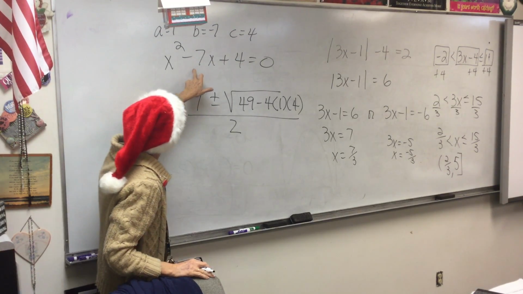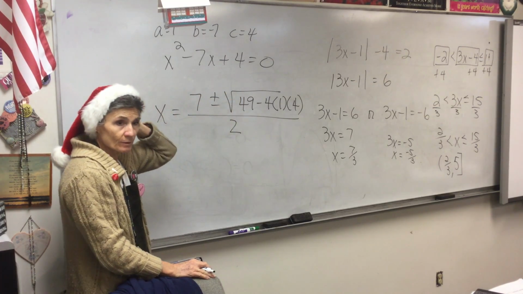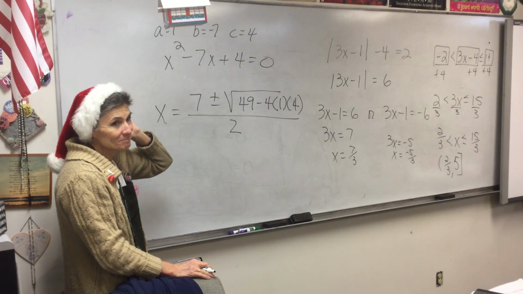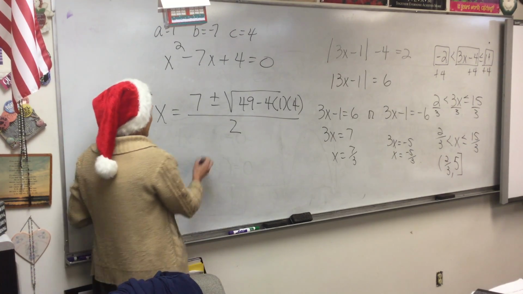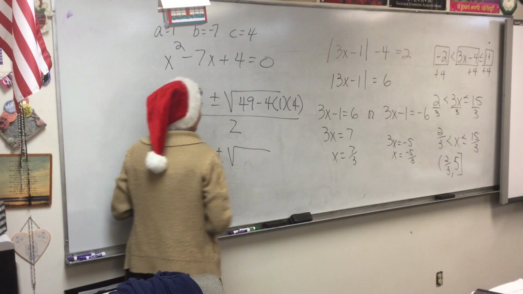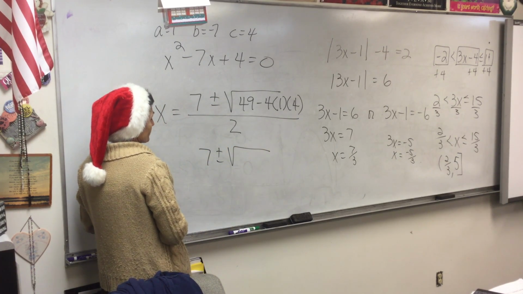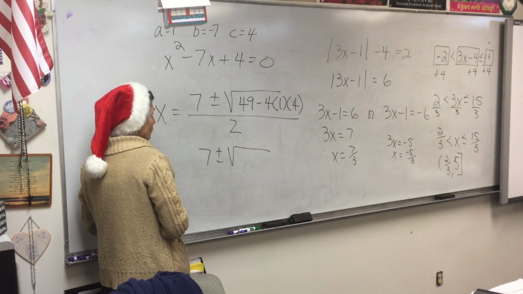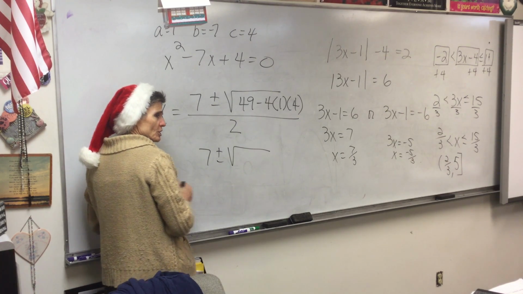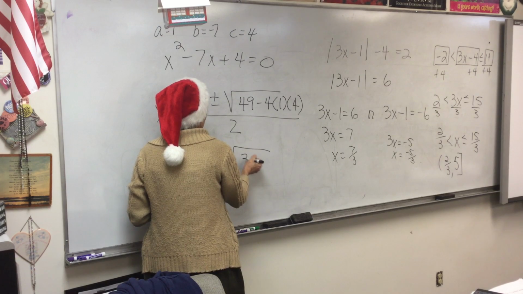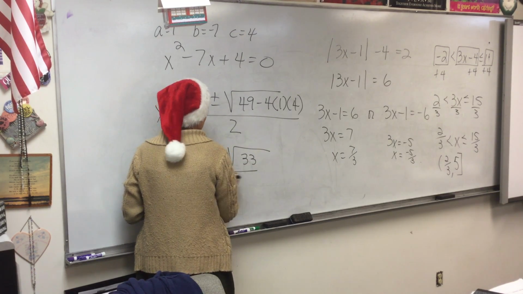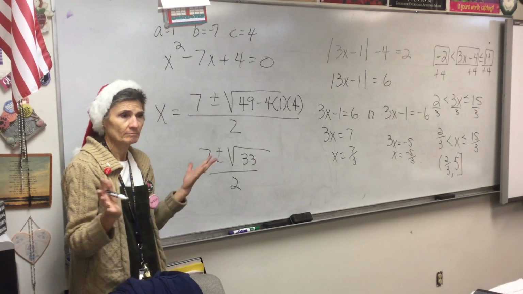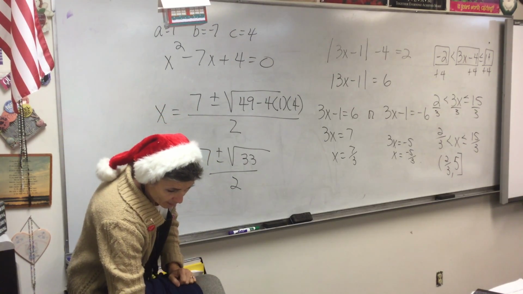A is 1, B is -7, C is 4. Right, Joseph? Yeah. Your eyes open? So 7 plus or minus the square root of, what do we got under there? 49 minus 16, which is 33. Is that right, 33? And 33 does not break down, so I'm done.